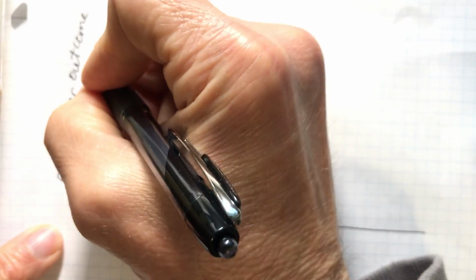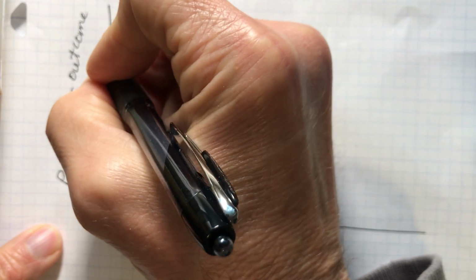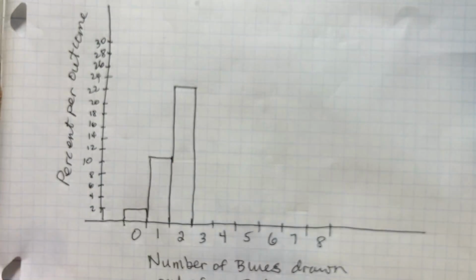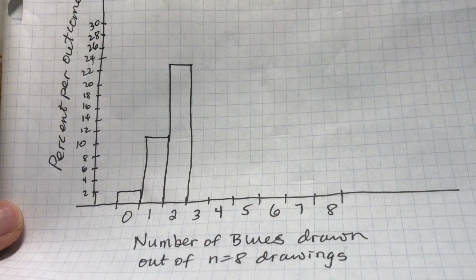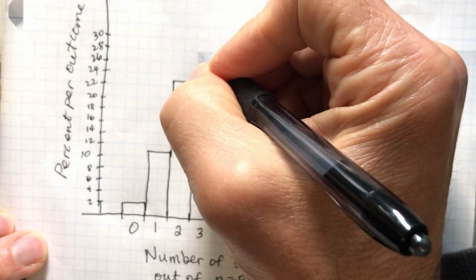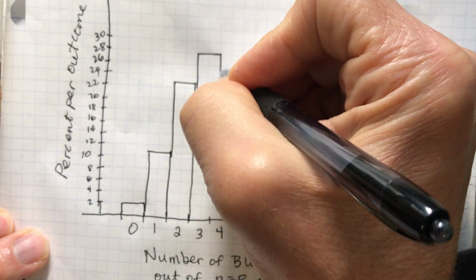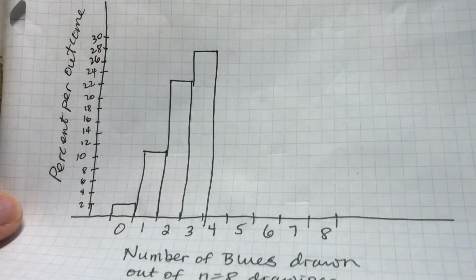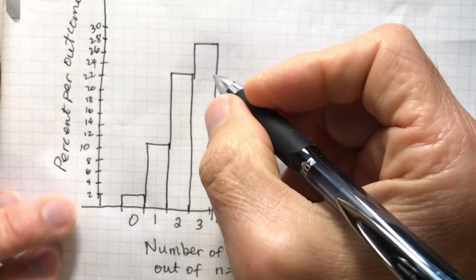Oh, hold on, 26, 28, 30. Okay, so 3 is 28%. And 4 is 21%.